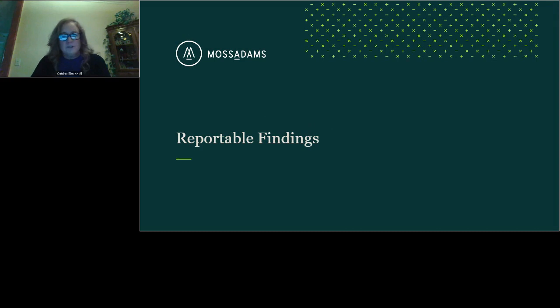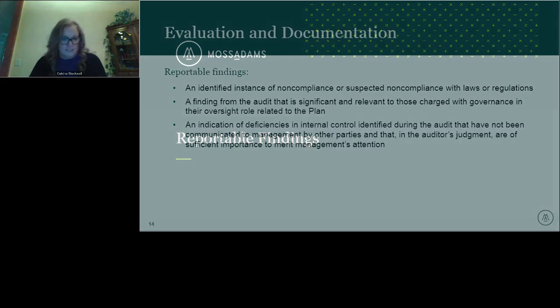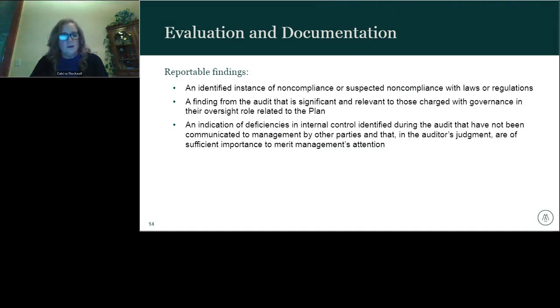Okay, so we're going to move on to reportable findings. When the audit work performed results in the identification of items that are not in accordance with plan provisions, what do we do? Well, the auditor should evaluate whether they consider them to be reportable findings.